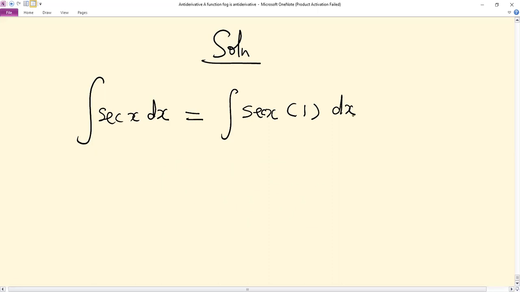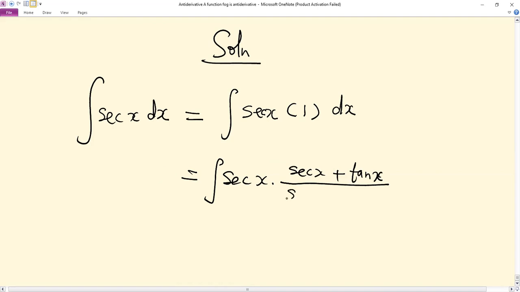There's nothing we are changing by multiplying by 1. But now this one, we write it in a special way. So we write this as integral sec x times sec x plus tan x divided by the same thing, sec x plus tan x, dx. There's no miracle we have performed, because when you evaluate this, you still get back your original integrand sec x, because the value of this fraction is just 1.